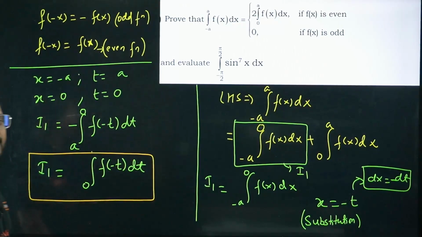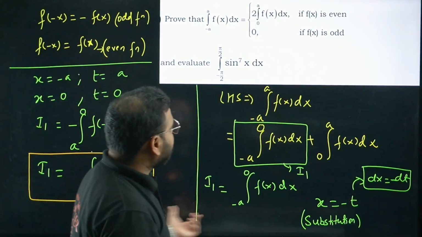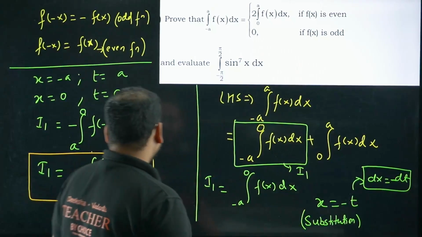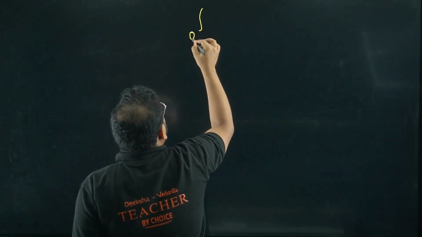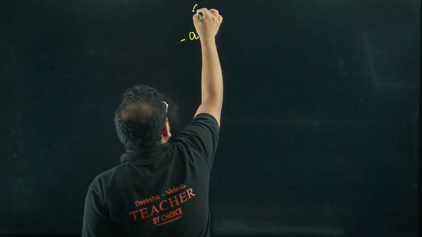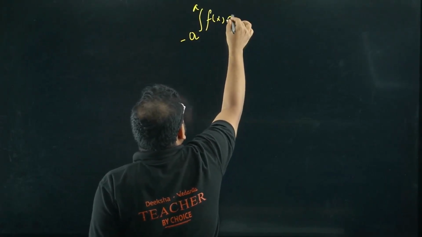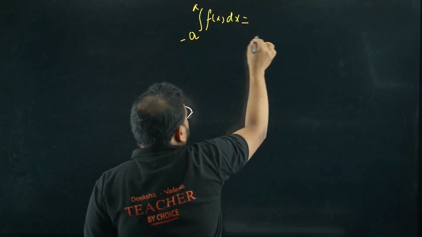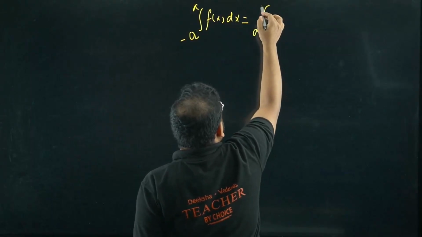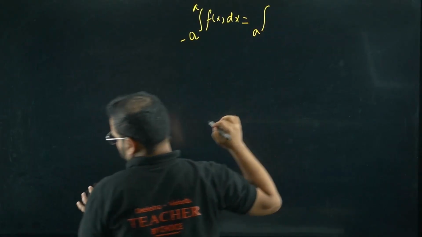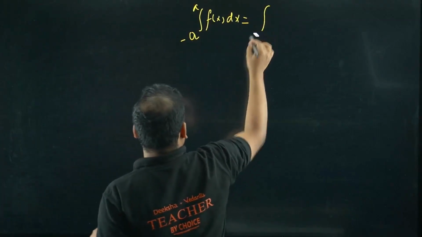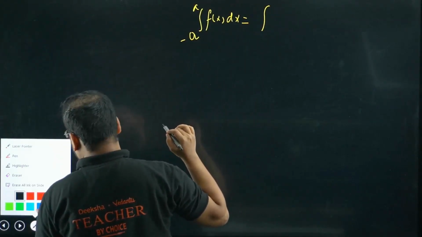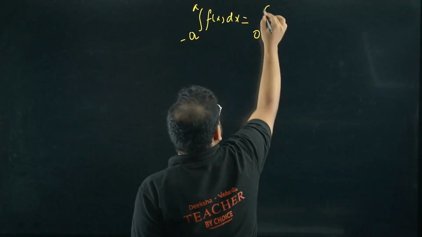Once I have the I1, I'll put it back in the RHS of this. Please check. So my integration fx dx from minus a to a will become, please check, 0 to a.